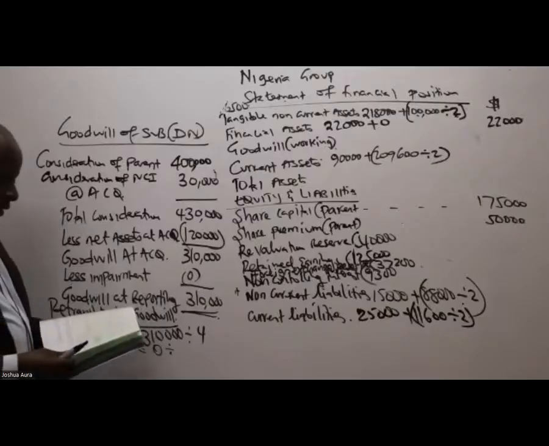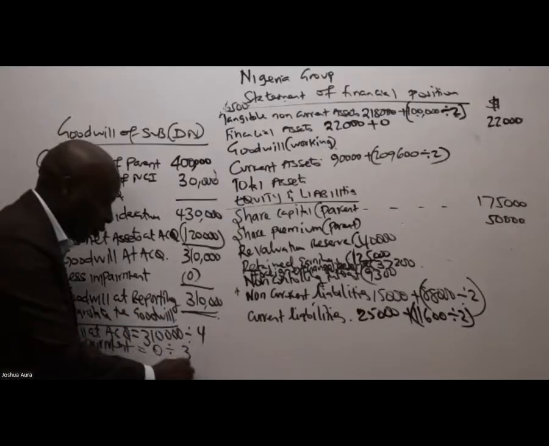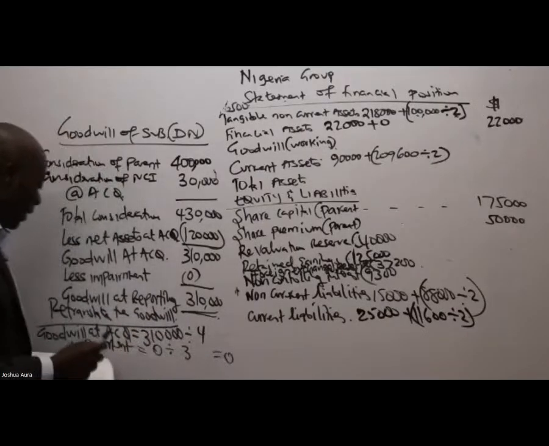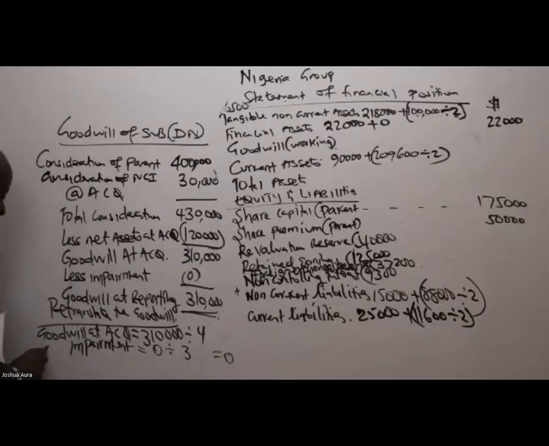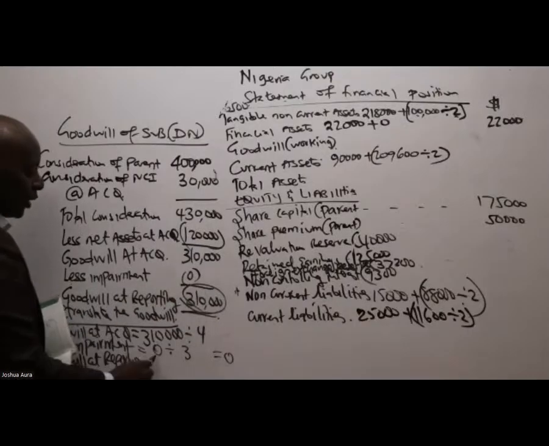Inakuja 3, for your revision. So of course, this will be 0. And then lastly, we have goodwill at reporting. Goodwill at reporting is still 310,000.